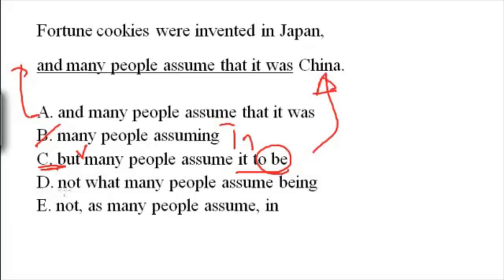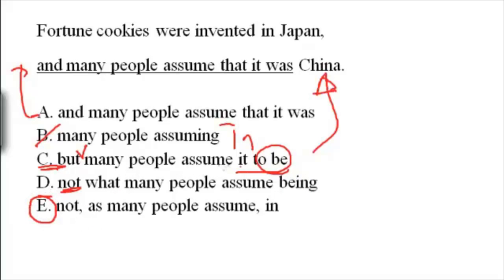What about D? D also has a contrast, not, right? Not what many people assume being, right? This is just a whole jumble of words, and being, I told you, when you see the word being over here, you should be very, very cautious, and in this case this is just nonsense. So the correct answer is E.